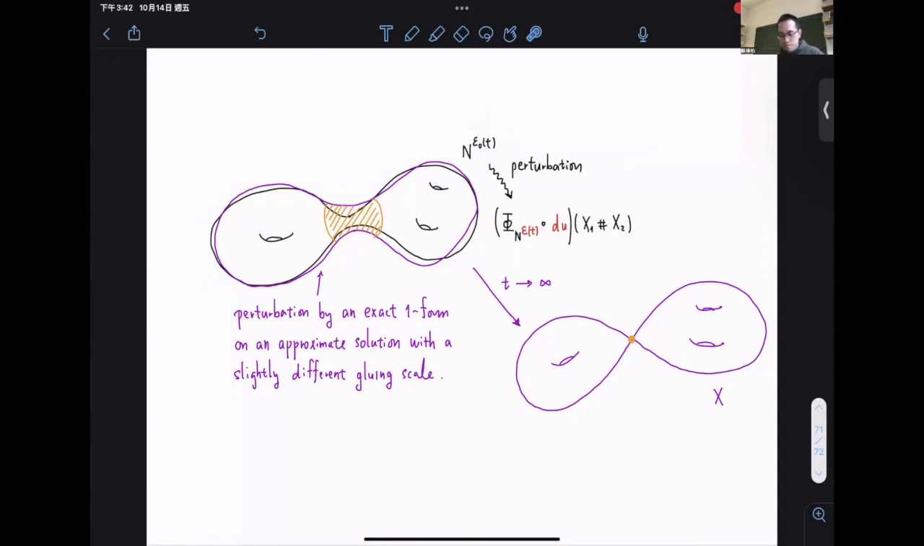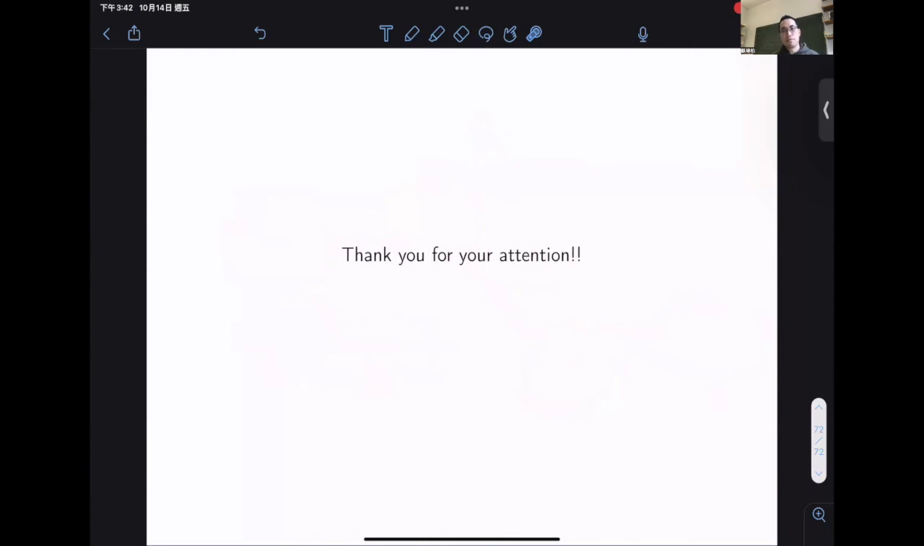So it's our recent result, and we are still writing up the paper. So hopefully the preprint will be released soon, then you can see more details in it. Okay, thank you for your attention.